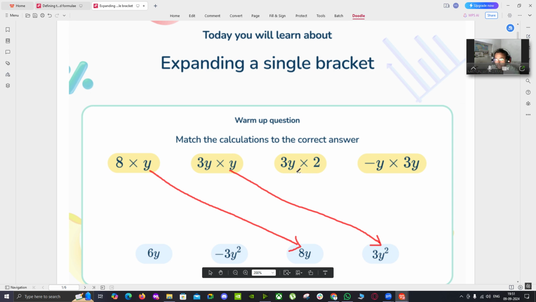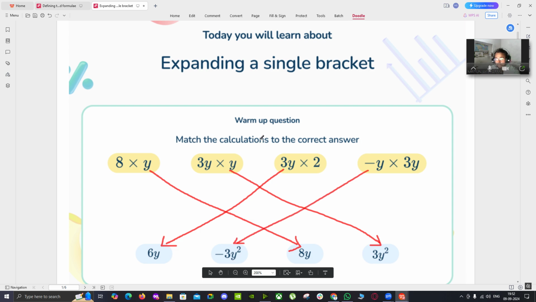Now the third option, 3y times 2. So here in the second term we don't have a variable, we just have a constant, and so we have to multiply it by the coefficient of the first term. So we have 3y times 2. This will be simply 6y. Now our last option, we have minus y times 3y. Here we can also see, just like the second option, we have the same variable y and y here as well. So they will be squared, and it will be minus 3y squared.